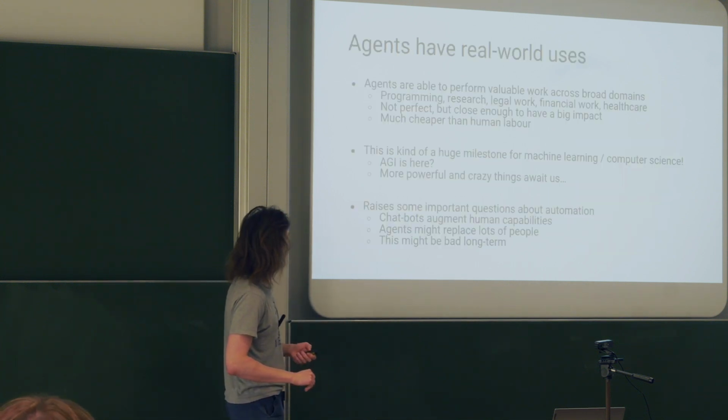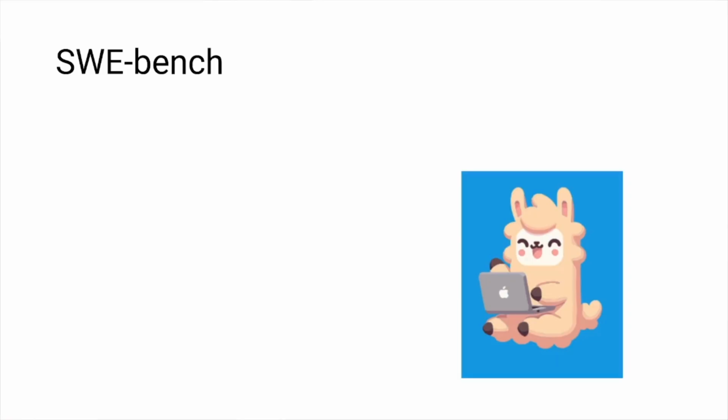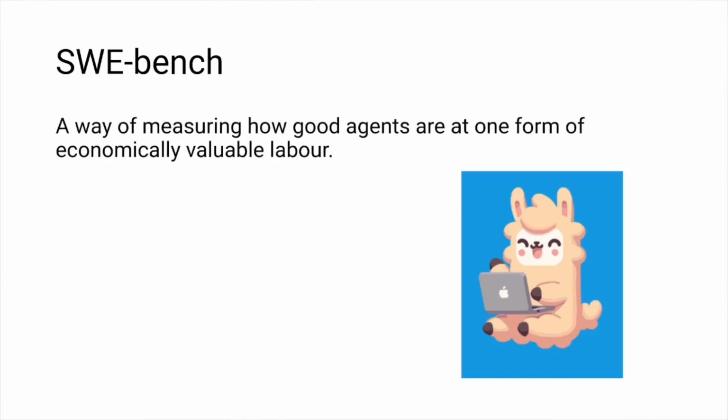Okay. Sort of related to this, there's SWE-bench, the software engineering benchmark. I think this is a pretty good example of a way of measuring how good agents are at a form of economically valuable labor. This isn't just a programming task. This is a GitHub issue, and the agent has to solve it in a complete, fire-and-forget way, doing what a software engineer might otherwise be doing.